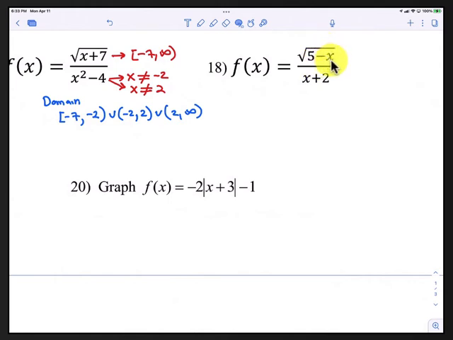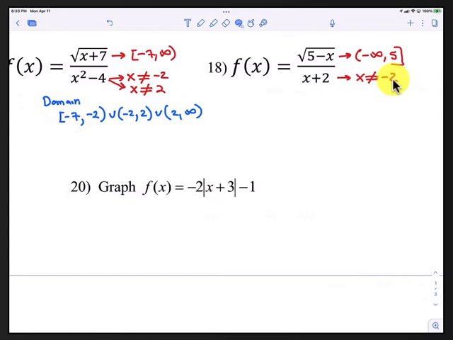So for the numerator, x could be anything less than or equal to 5, and we would write that as -infinity to 5. Now in the denominator, we know that it can't be 0. So what makes the denominator 0? Well, that would be -2. Therefore, x cannot equal -2.